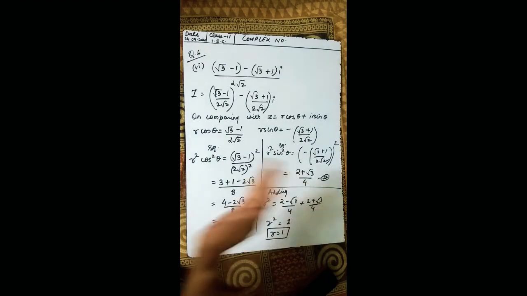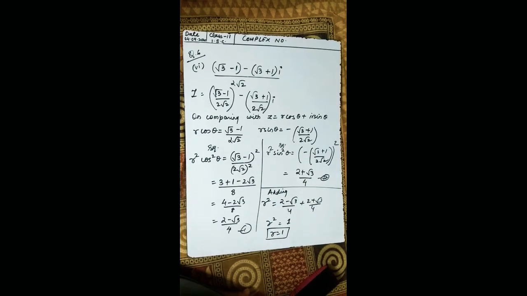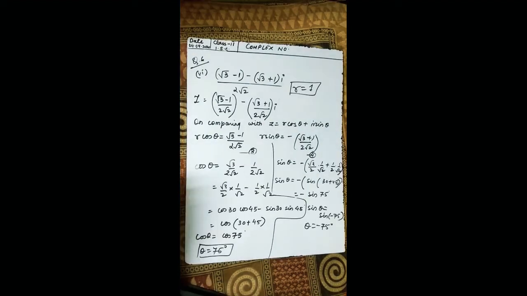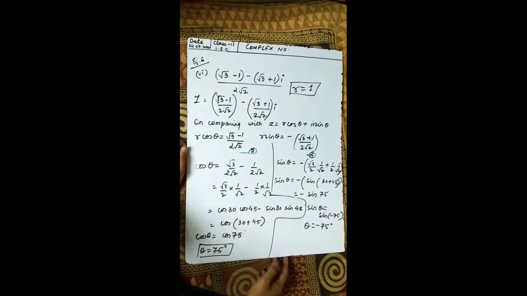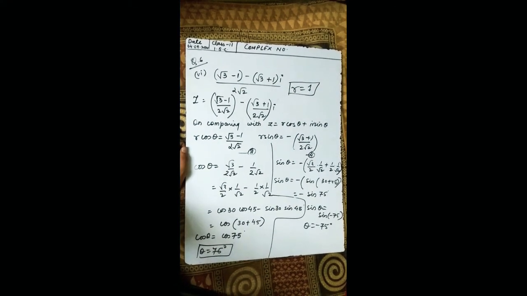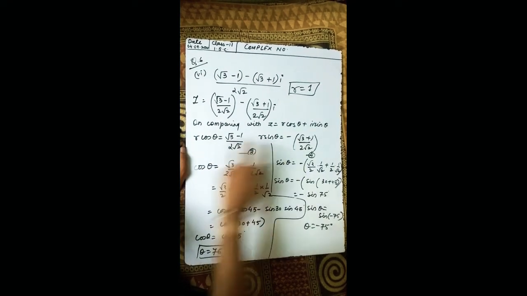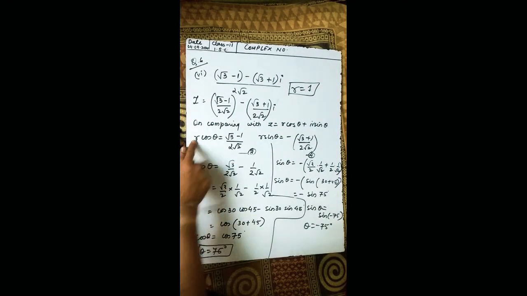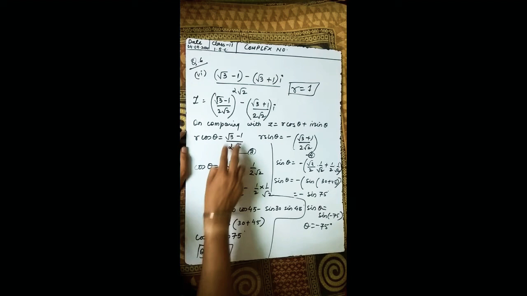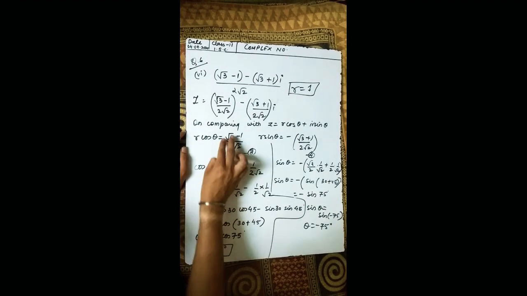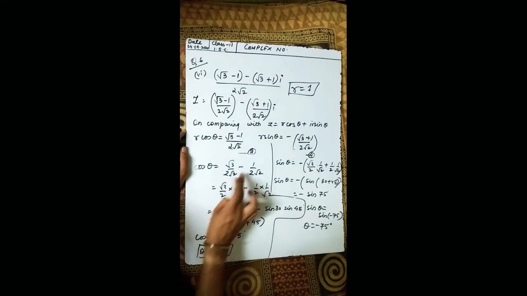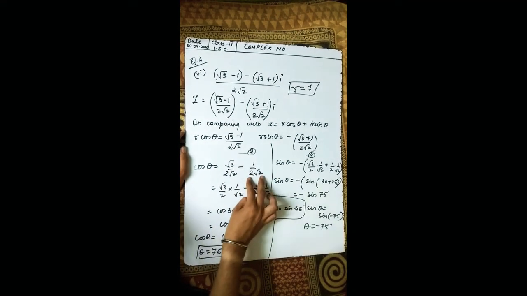Now let us focus on θ. What will be the value of it? After understanding the value of r equal to 1, let us find the value of θ from here. As r is equal to 1, I have put the value cos θ equal to (√3 − 1)/(2√2). Now I am separating this 2√2 with this √3, so √3/(2√2) − 1/(2√2).